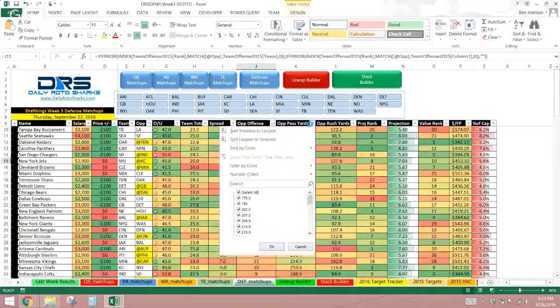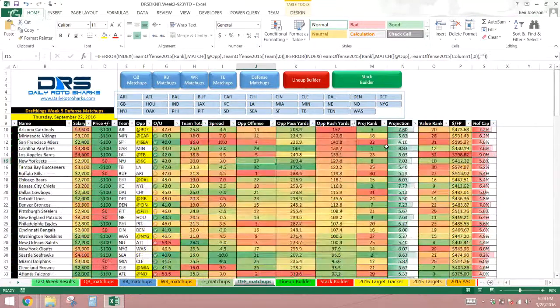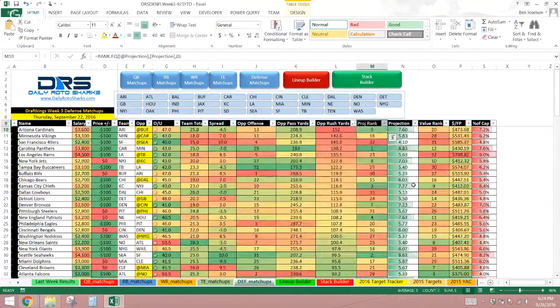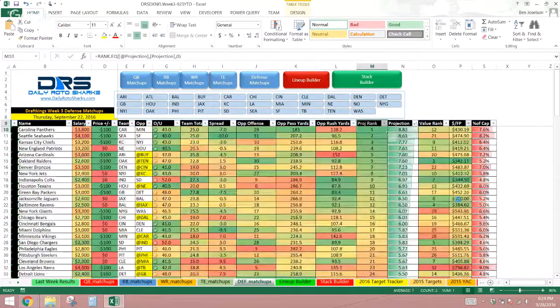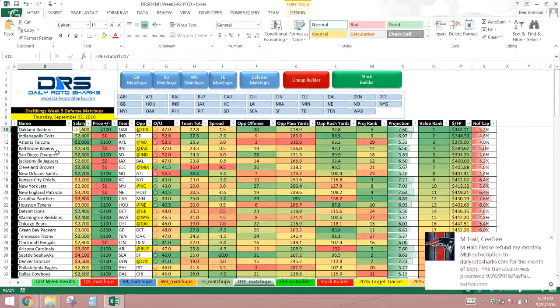You have the opponent passing yards, the opponent rushing yards, the projected rank and projection of the defenses. Oops, you want to go large there. And then value as well. So you could sort here the dollars per fantasy point. I think Oakland actually did well, and I was completely off them. I just couldn't warrant myself taking them, and they actually did pretty well.